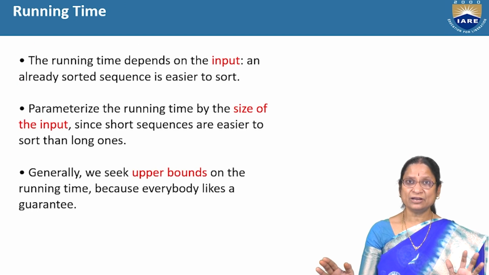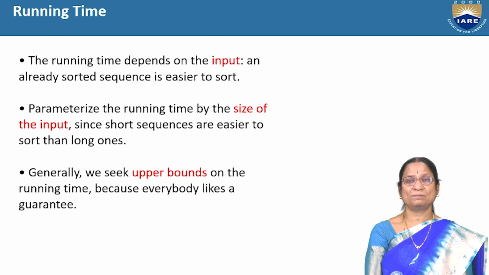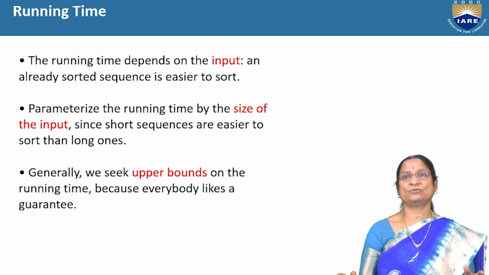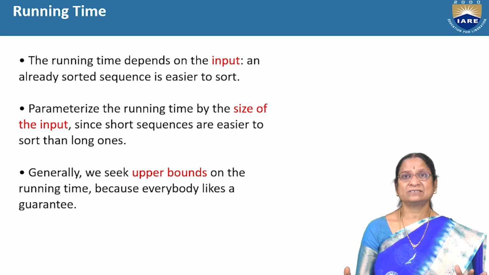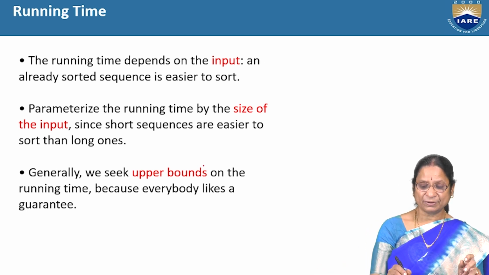So till now we discussed various kinds of analysis by which time complexity and space complexity are to be calculated. If I am calculating the time complexity, that is running time, it depends upon input size. But we are getting various types of expressions, so how do we compare them? So this parameter is running time by size of the input. Short sequences are easier to sort than longer ones. So generally we will use some upper bounds.